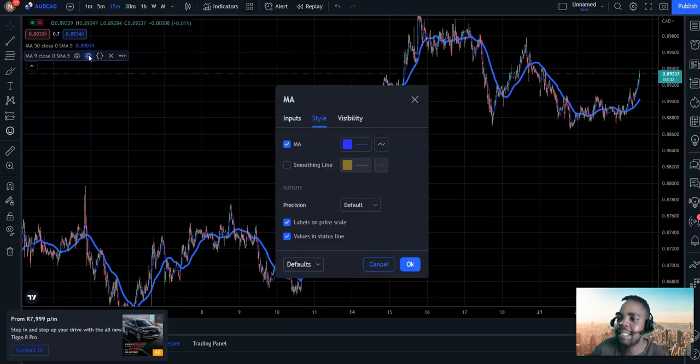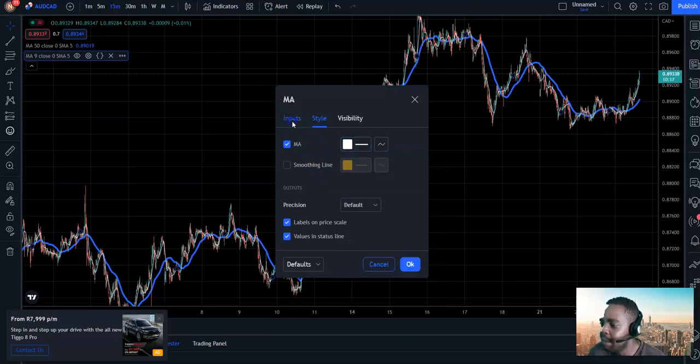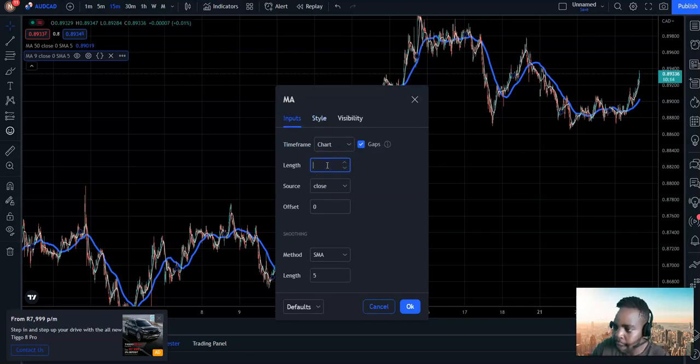Go to your settings, and then you apply once again the same way I did, but this time with a different color because I want to be able to identify it. It must be a different color. And then in the inputs, instead of 50 like before, I want to put 200, so that you can identify these crossovers. The faster moving average is the 50 period. This one is the slower moving average.